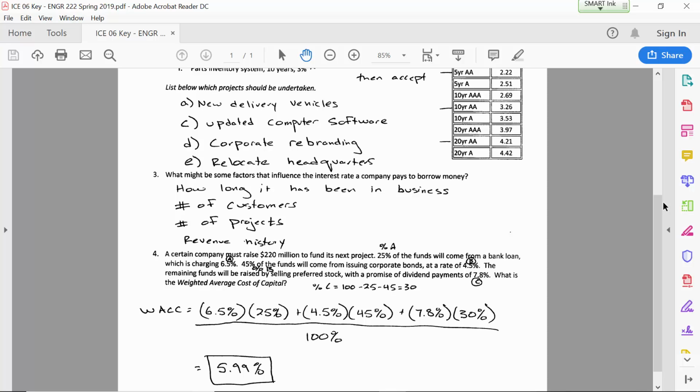On the denominator of the weighted average cost of capital, are we ever going to have a part where we don't have 100%? It could be amounts rather than percent. So it could be, I'm getting $30,000, not a percentage.